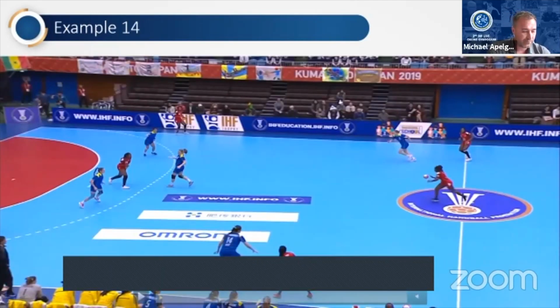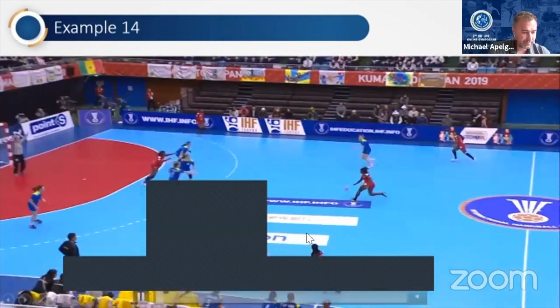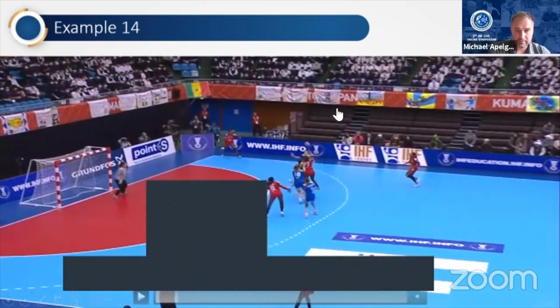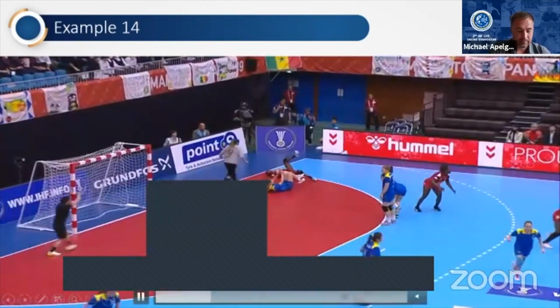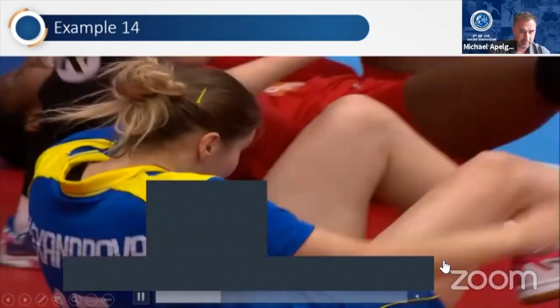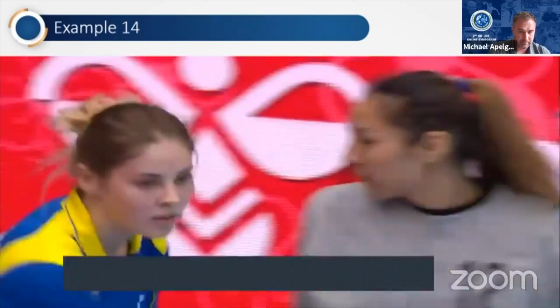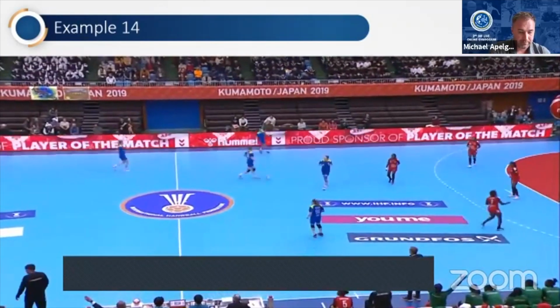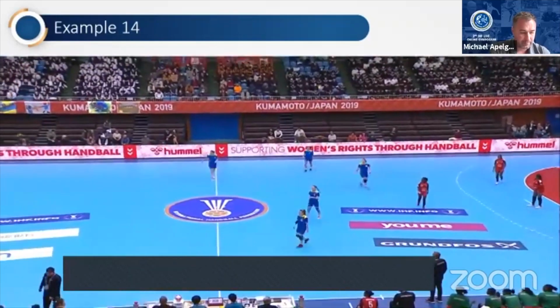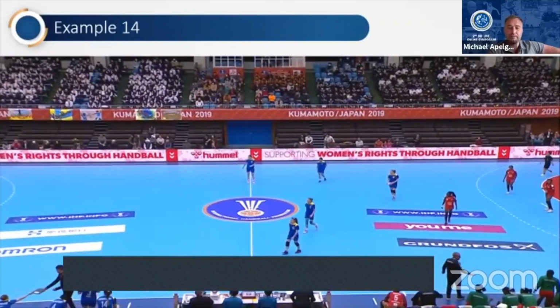Next one will also look a bit different. Oh, now it stopped, sorry. It will take a little bit of time before the replay comes, then you will see the movements of the defender very clearly.